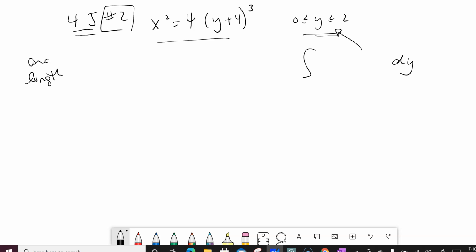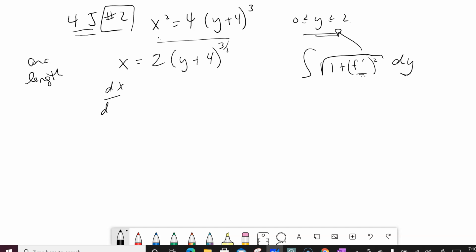You know the formula for arc length is 1 plus the derivative, and I'm not going to put the letter in there, squared. So I want to have y's in here if I want to do dy integration. That means I want to solve for x. So I'm going to take the square root, and since the y values are between 0 and 2, they're going to be positive. So I'm going to use just the positive square root on both sides. So the positive (y plus 4) to the 3/2. Okay, that's the first step.